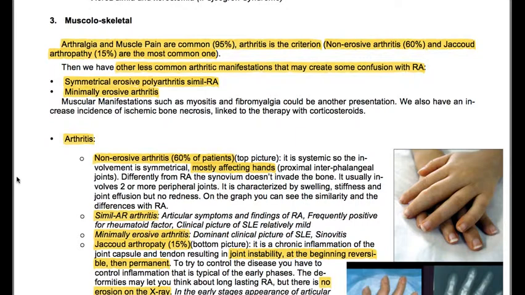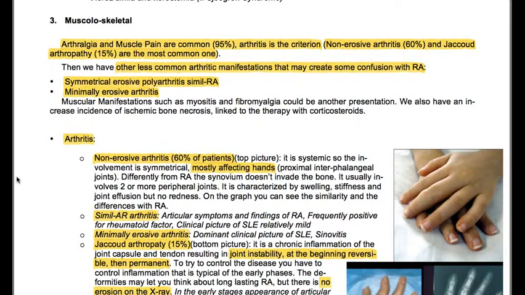We can have a form similar to rheumatoid arthritis. We have articular symptoms and findings of rheumatoid arthritis, frequently positive for rheumatoid factor. Clinical picture of SLE is relatively mild. We can have also minimally erosive arthritis, where synovitis is the dominant clinical picture of SLE.